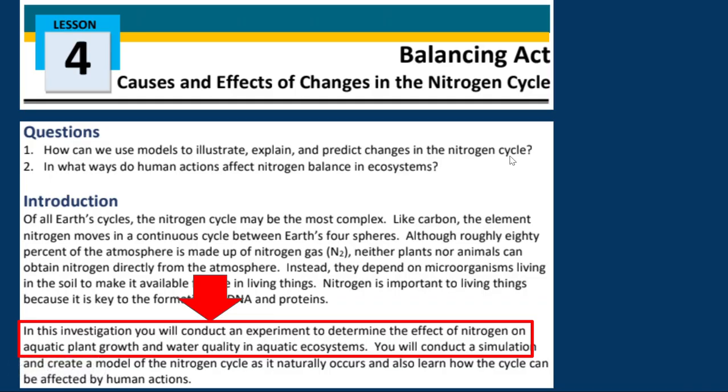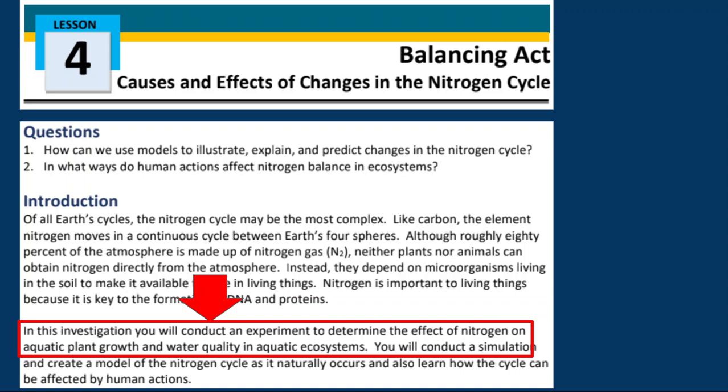All right, so another reminder, and it's a good idea to have your packet out. You're going to want to be filling in information from your independent work in your packet, as well as doing slides. Right on the front page of our Balancing Act packet, it does say that in this investigation, we will conduct an experiment to determine the effect of nitrogen on aquatic plant growth and water quality.